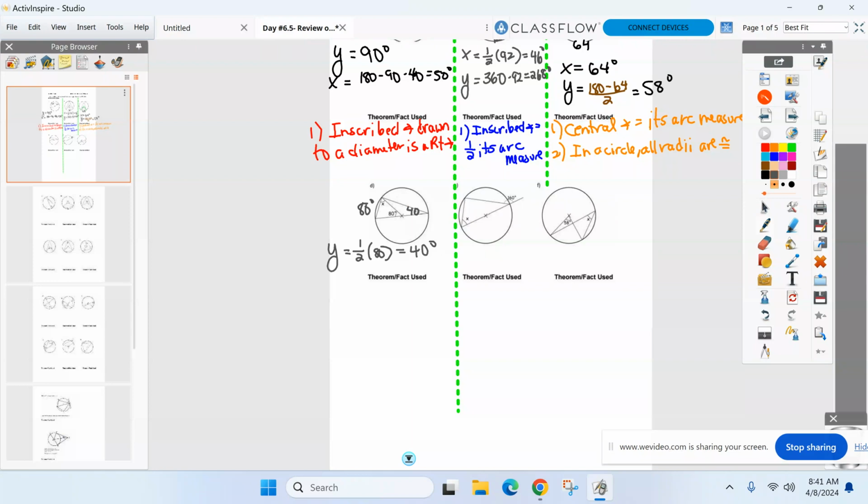How are you getting X? It's not inscribed, right? Because it's not two chords. It's a chord and a radius, so I can't take half of anything. But you see an isosceles triangle? Me too. Radii are congruent, specifically those two radii. They're congruent, and we know the angles across are equal. So we should be good to go with angle X. We're doing 180 minus 80, cut that in half for the two angles. 50 degrees.